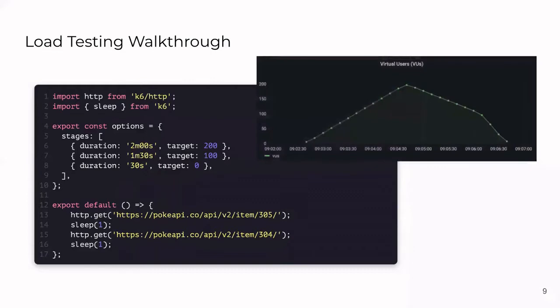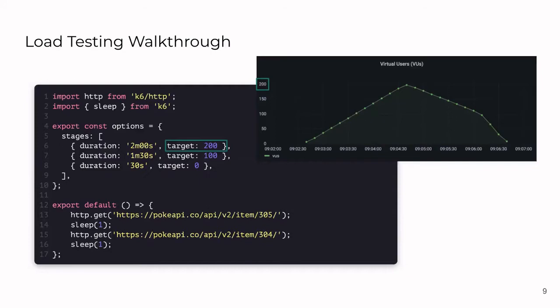Virtual users, or VUs, can be used to mimic the behavior of a real user. Virtual users are used to perform separate and concurrent executions of your test script. They can make HTTP requests against a web page or API. On line 6, the target attribute with the value of 200 refers to the number of VUs to simulate in the first 2 minutes of the test.